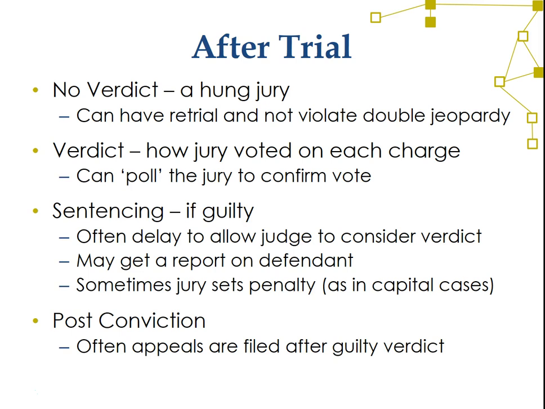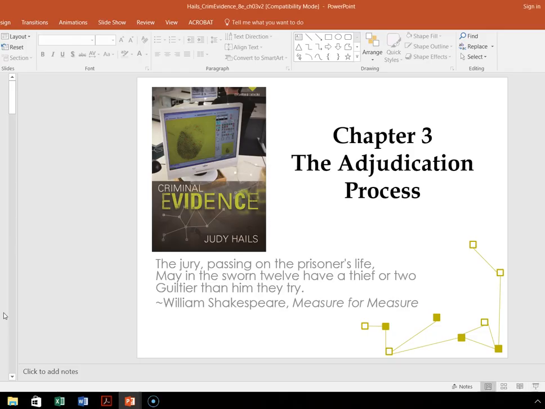Sentencing, if guilty, is often delayed to allow the judge to consider the verdict. They may order a probation report on the defendant, and sometimes the jury sets the penalty, as in capital cases. Then post-conviction includes things like appeals that are filed after the guilty verdict. And of course, if it's not guilty, then the person is acquitted.